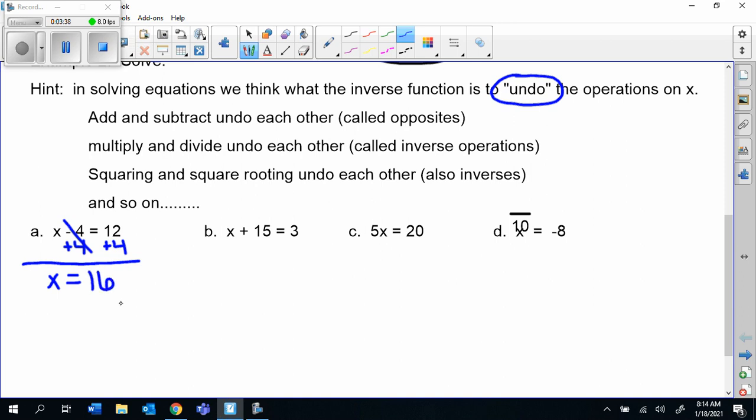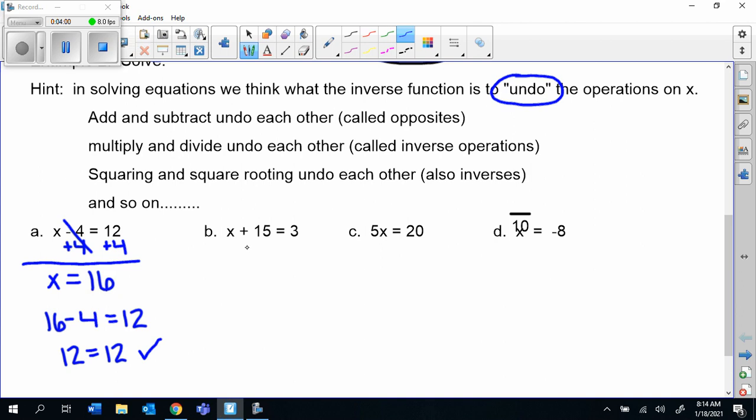And 12 plus 4 is 16. And then if you go back and you check, you can plug that 16 in. 16 minus 4. Does that in fact equal 12? And yes, it does. So you know you've done your math correctly. So you can check it.